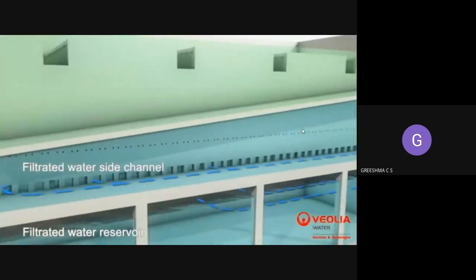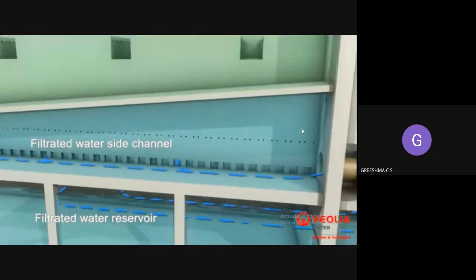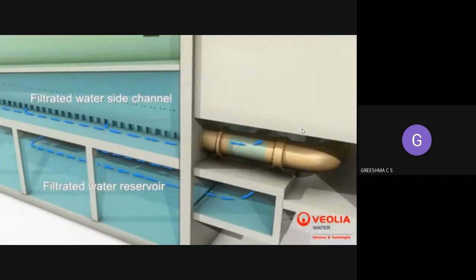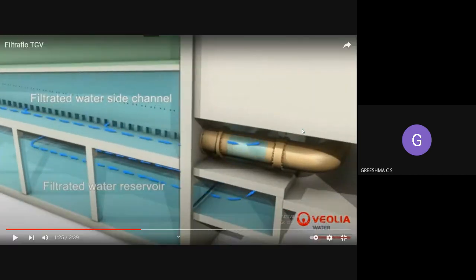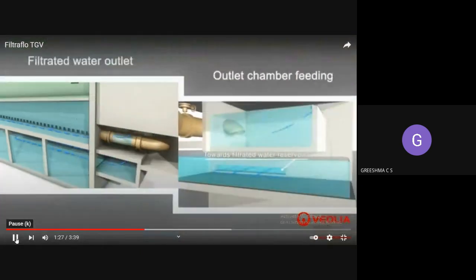See, you can see the filtered water is collected. Normally this filtered water is collected over here, but you can see here a portion of filtered water is returning through the bottom chamber. A portion of the collected filtered water is flowing back. You can see here, so that is for the backwashing. That is for the cleaning of the rapid sand filters.